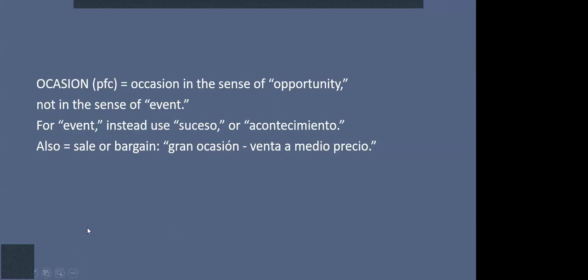Okay, so how would you go, for example, for baratillo? What would be your candidate equivalent for baratillo in English, please? Sale. Also say discounts.